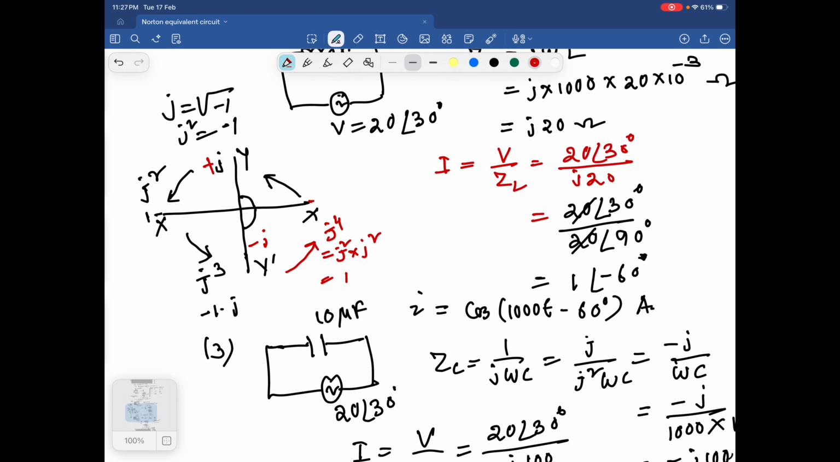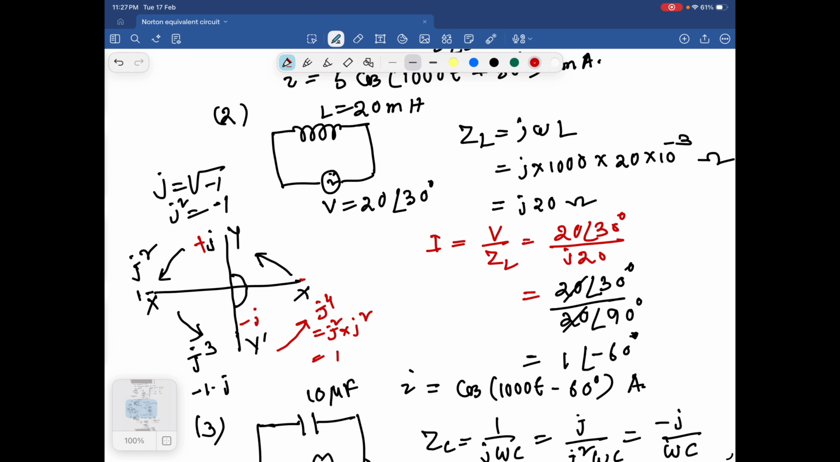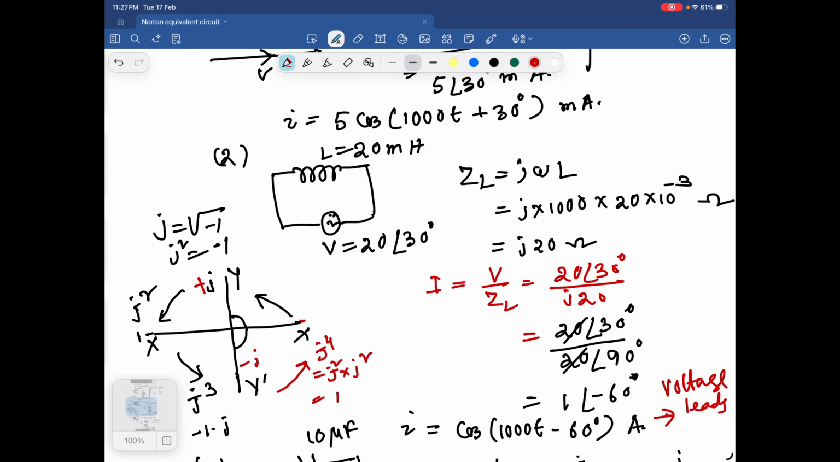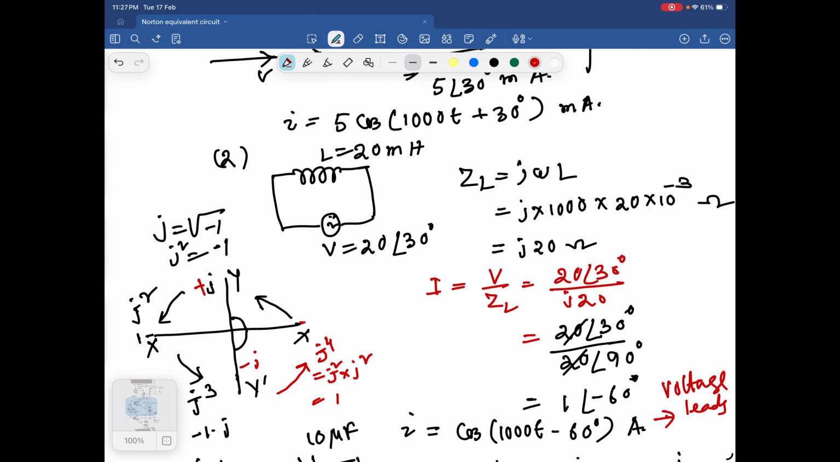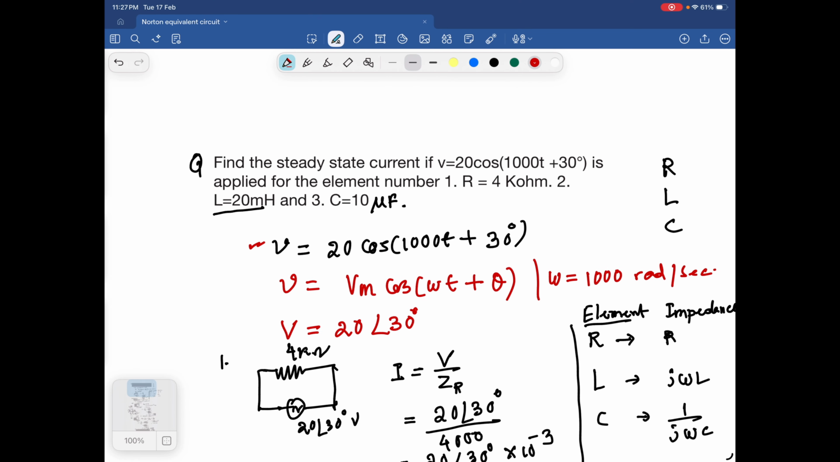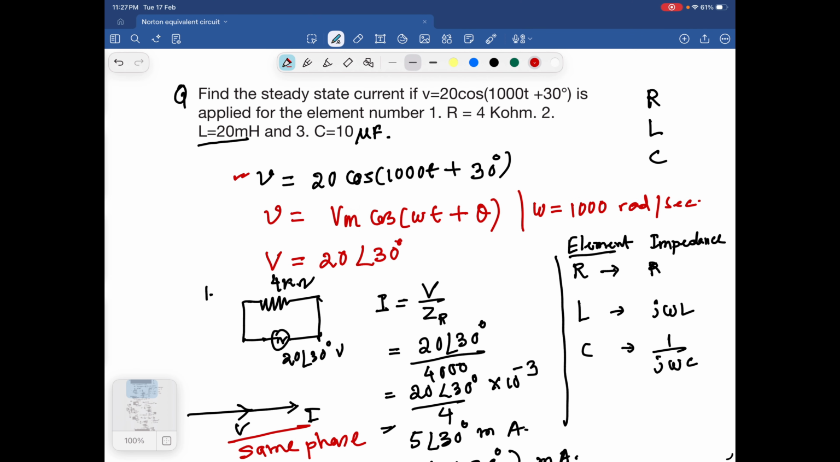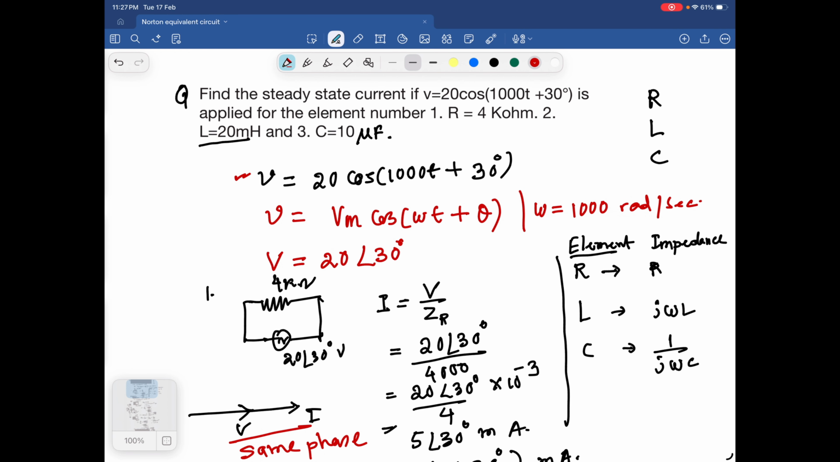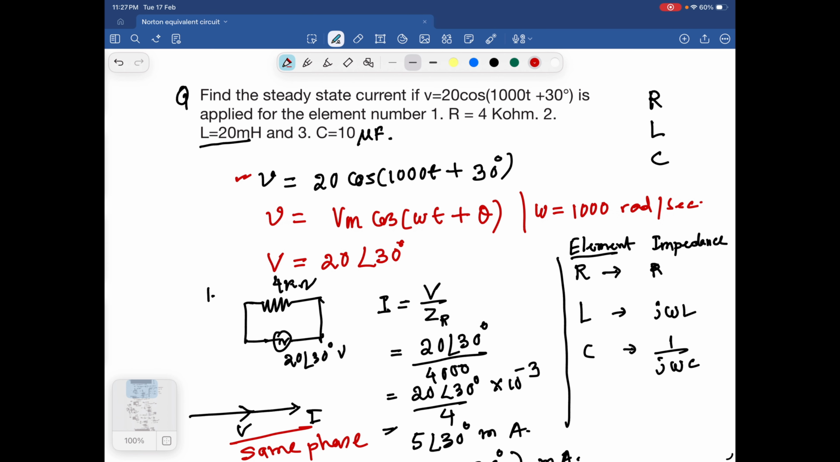And in case of inductor, what have we seen? Voltage leads. Okay? And in case of resistance, voltage and current are both in the same phase. So the angle between voltage and current is equal to 0. So this way we can solve AC problems. These are the fundamental concepts.